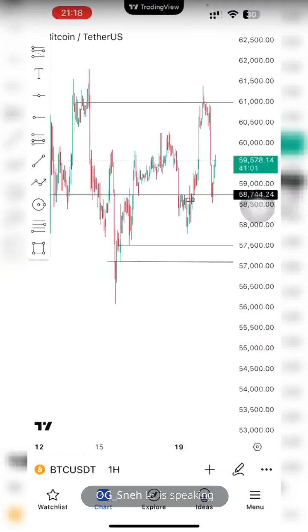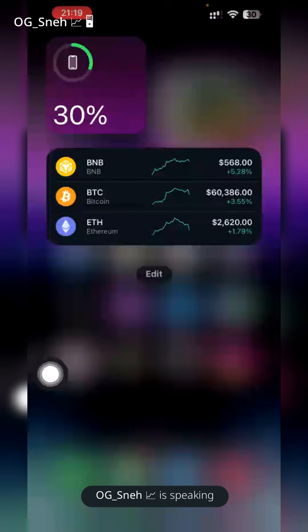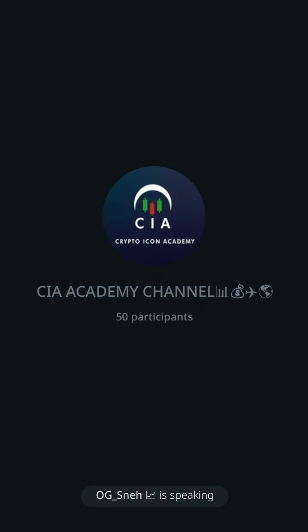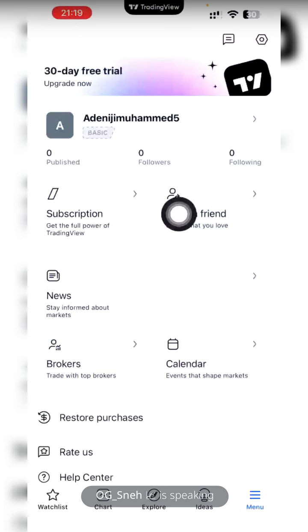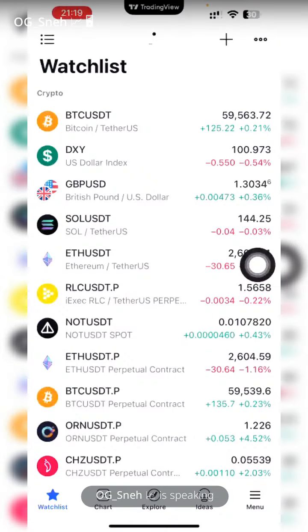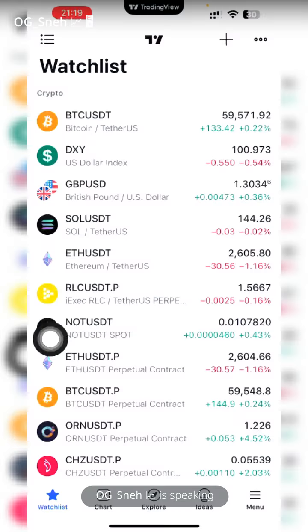This is TradingView. Open TradingView. You can sign up. Just put your email and your password, and then you'll be able to sign up. You don't need to subscribe. You don't need to pay for anything. On TradingView, the signing up is free.